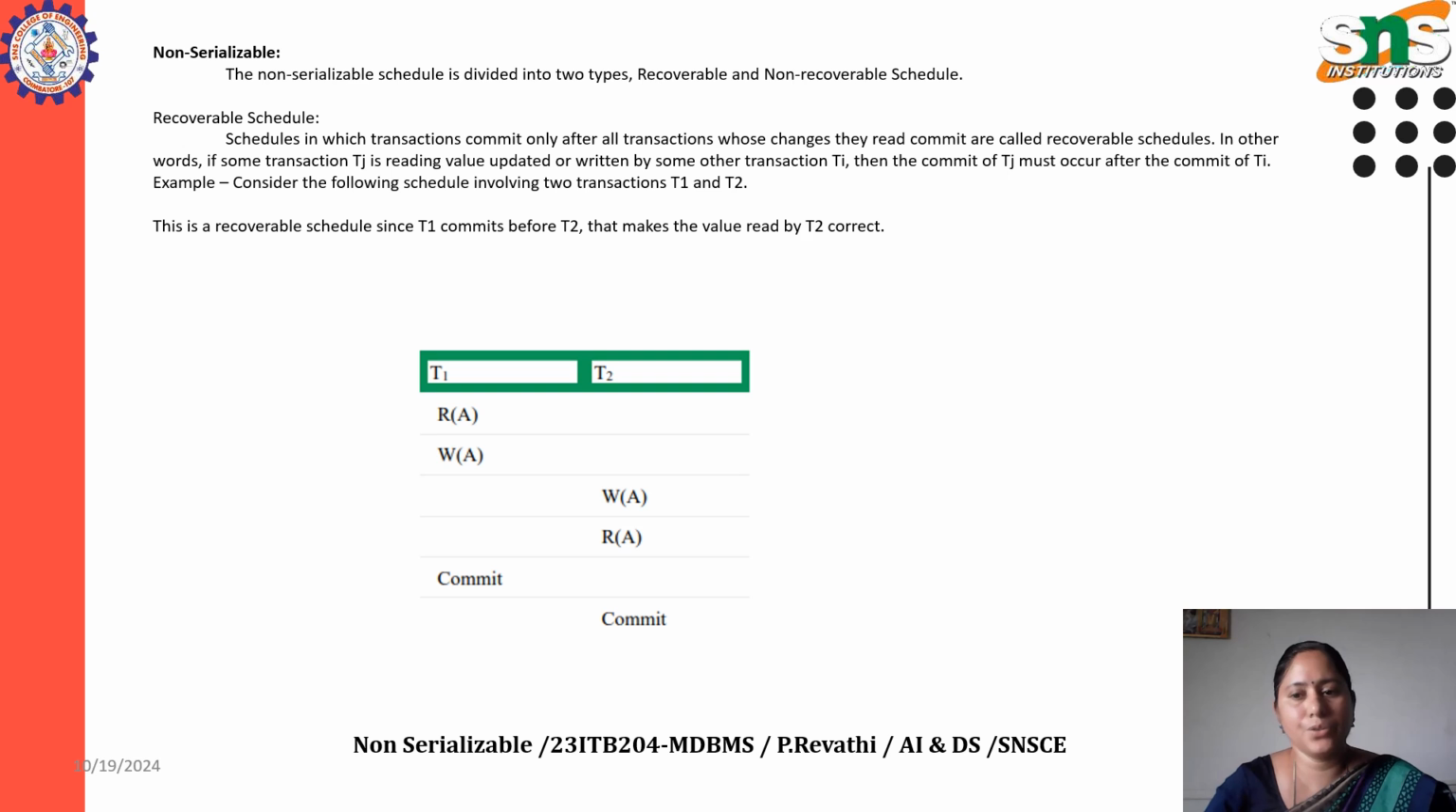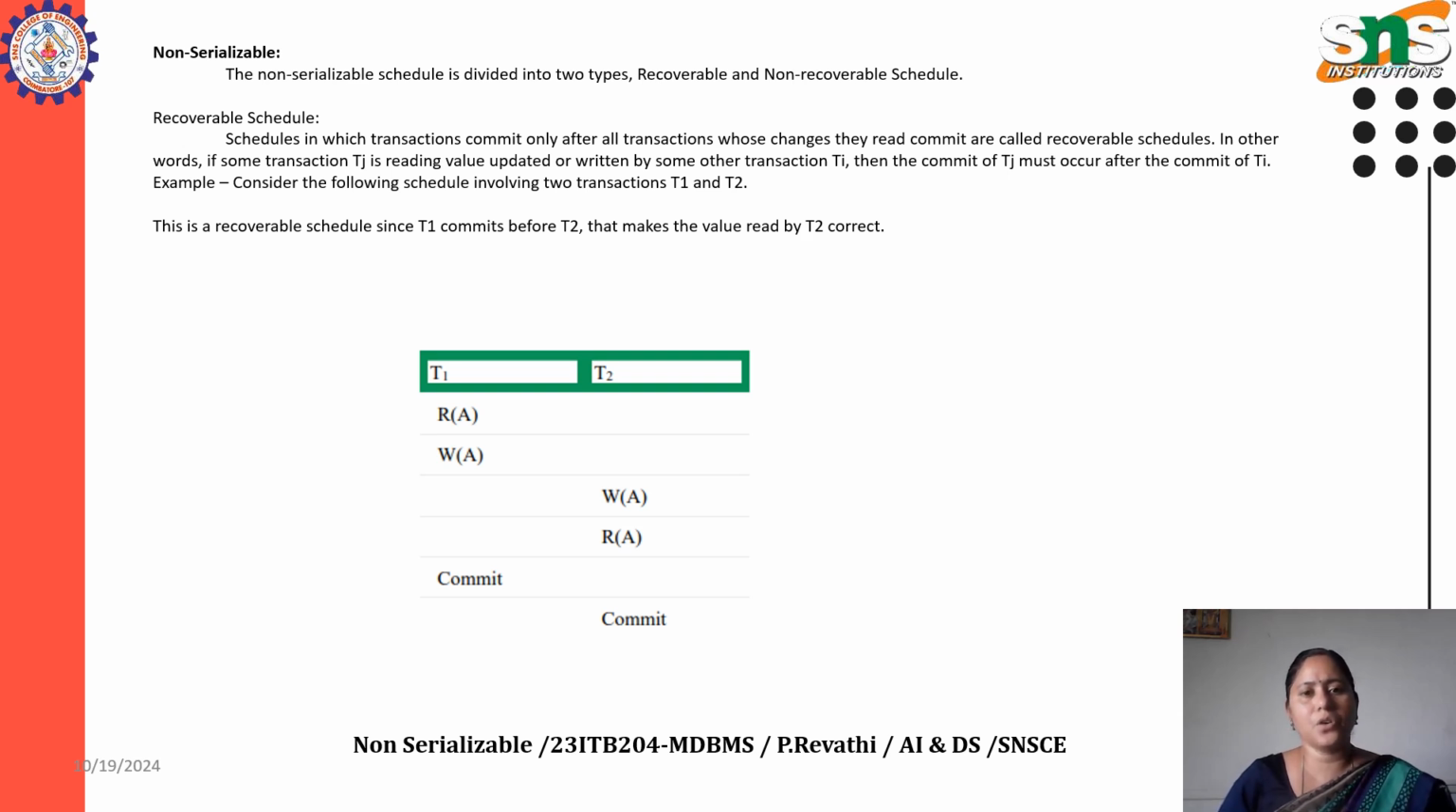A non-serializable schedule is divided into two types, that is recoverable schedule and non-recoverable schedule. A recoverable schedule is one in which a transaction commits only after all transactions whose changes it read have committed. In other words, if some transaction Tj is reading a value updated or written by some other transaction Ti, then the commit of Tj must occur after the commit of Ti.